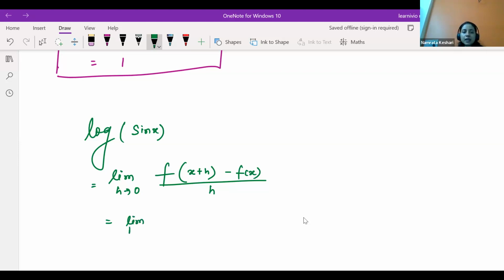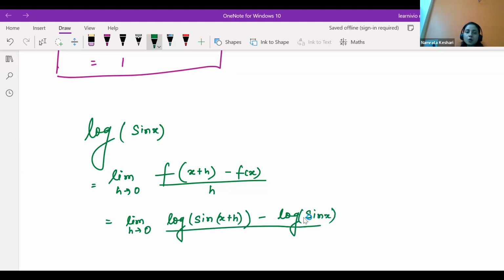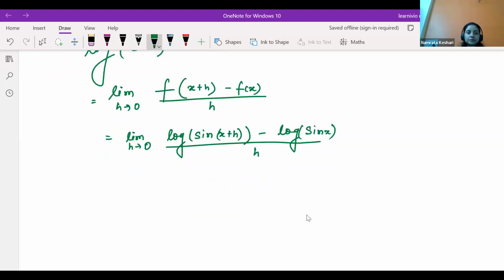Limit h tends to 0 of f of x plus h, so it will be log of sine of x plus h. Yes or no, Fatima? Yes, ma'am. Minus log of sine x over h, right? Yes. Limit h tends to 0. Log m minus log n can be written as log of m by n.